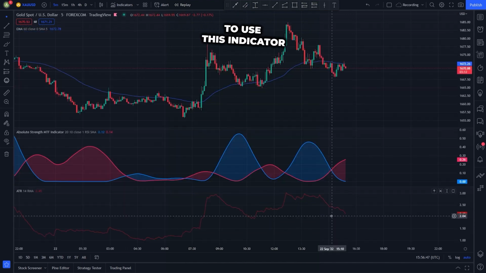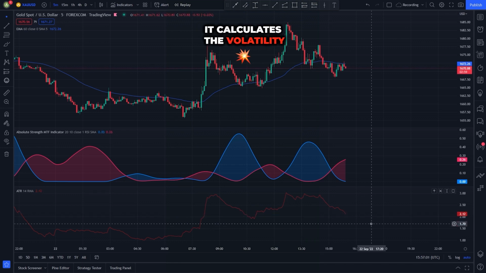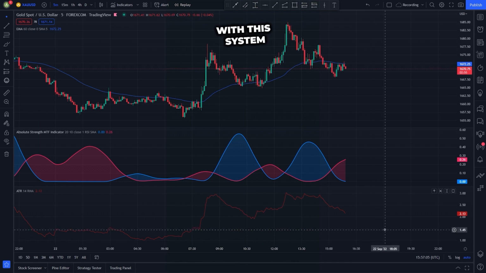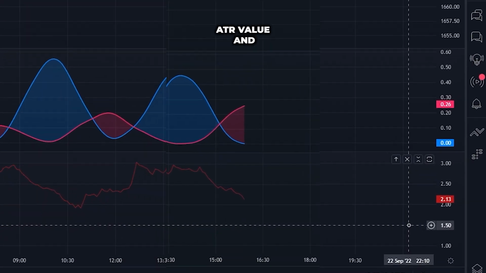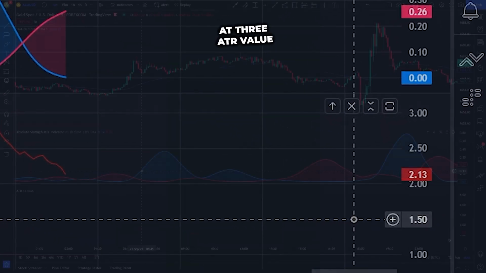We are going to use this indicator for our stop losses and take profit. What this indicator does is calculate the volatility in the market and give us the average value. When we trade with this system, we are going to use a 3-to-1 ratio. We are going to set our stop loss at 1.5 ATR value and our take profit at 3 ATR value.